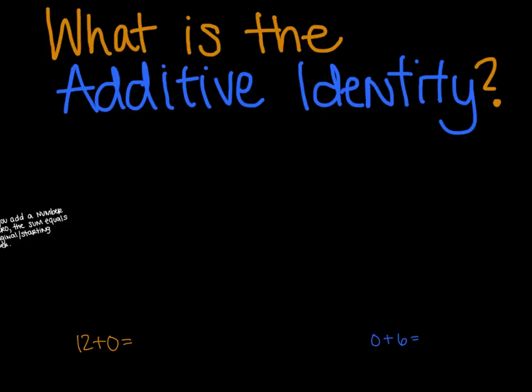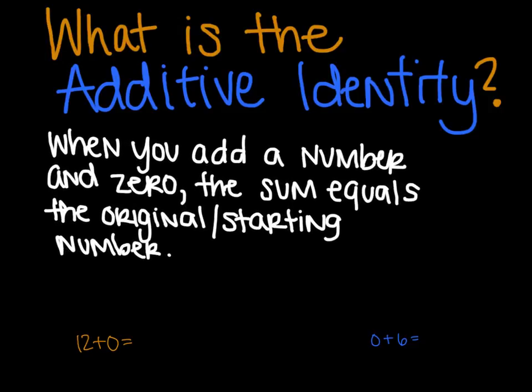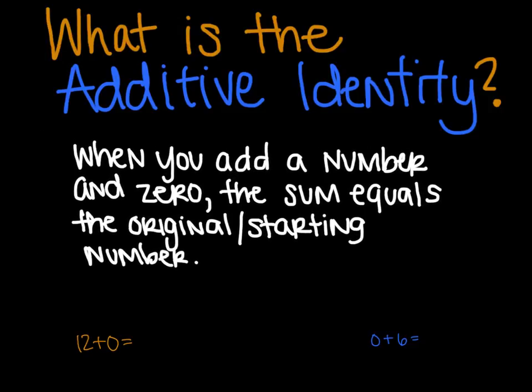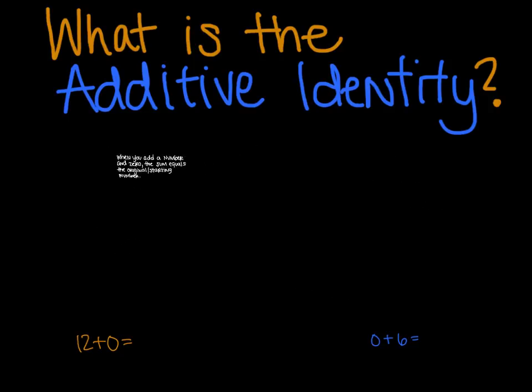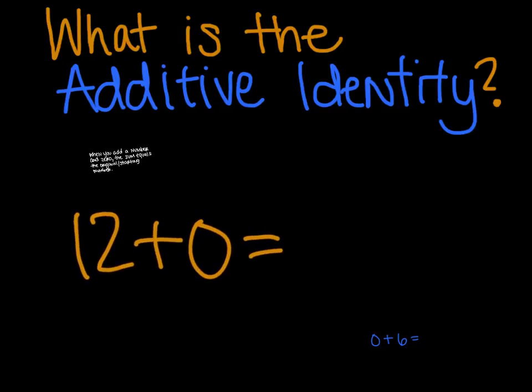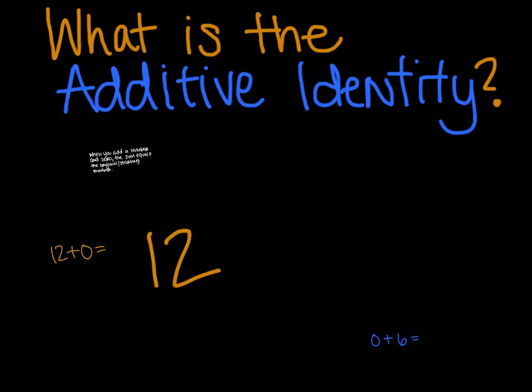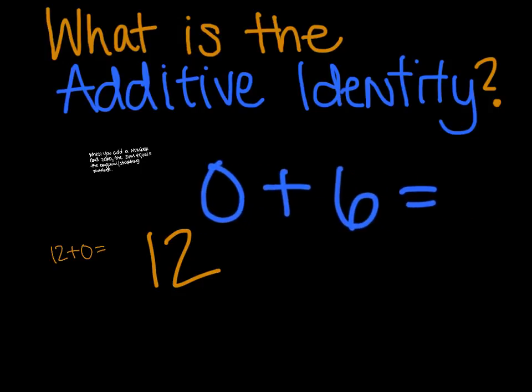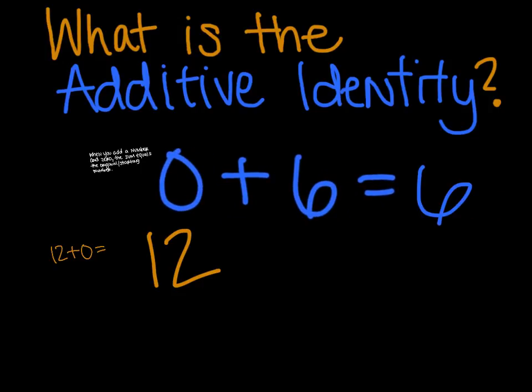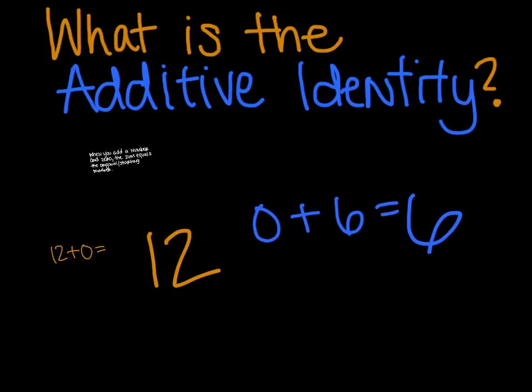Next one is the additive identity. This is when you have a number and you add 0 to it, and it equals the original number, your starting number. So there's that definition. And we're going to practice with this. So you can have 12 plus 0. That will give you your answer still of 12. So that's the additive identity. You can also change the order. So I could have 0 plus 6. That's still going to give me an answer of 6. That is the additive identity.